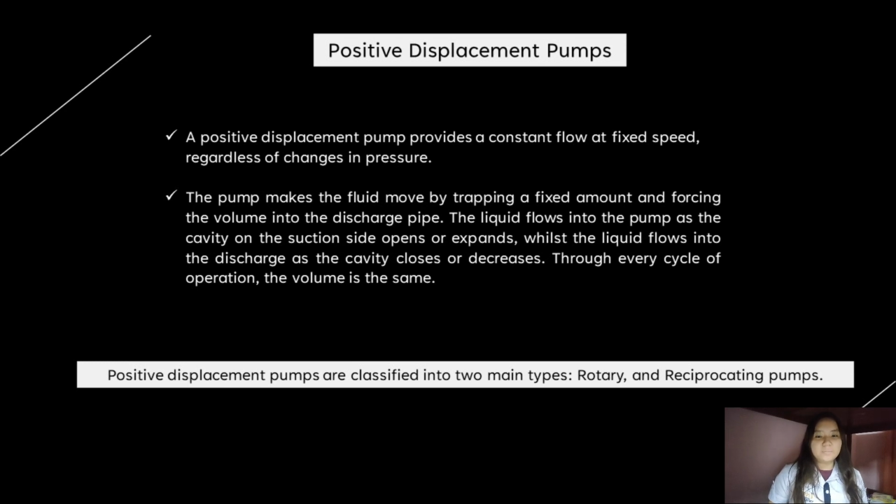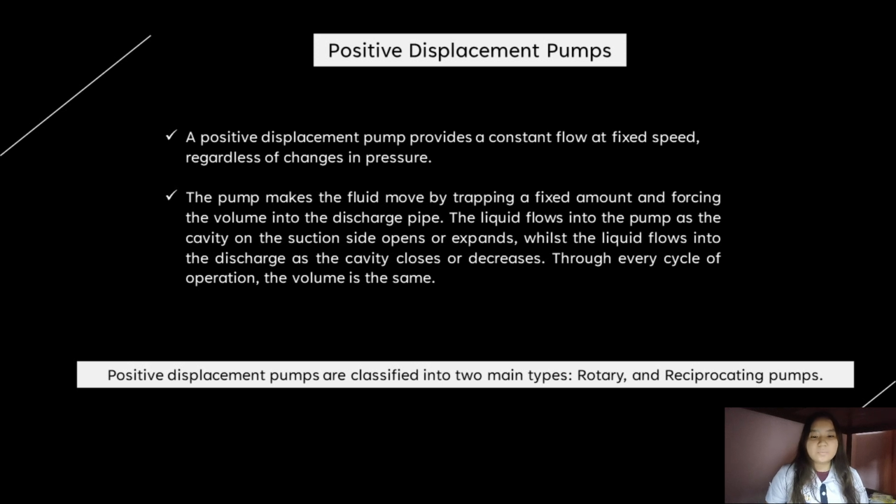Positive displacement pumps. Positive displacement pumps provide a constant flow at a fixed speed regardless of changes in pressure. The pump makes the fluid move by trapping a fixed amount and forcing the volume into the discharge pipe. The liquid flows into the pump as the cavity on the suction side opens or expands, whilst the liquid flows into the discharge as the cavity closes or decreases. Through every cycle of operation, the volume is the same.